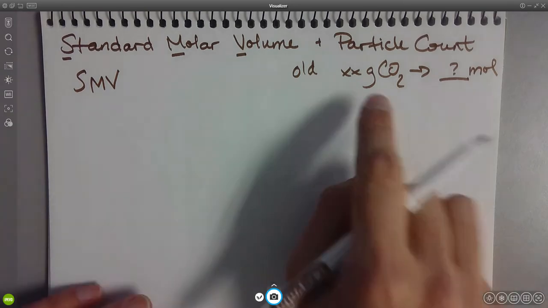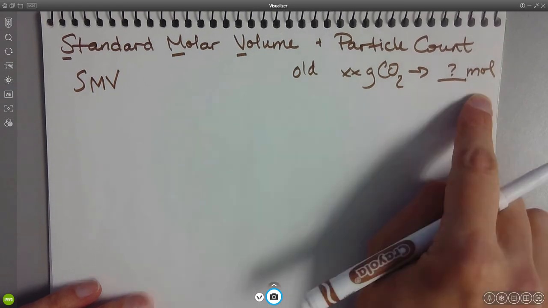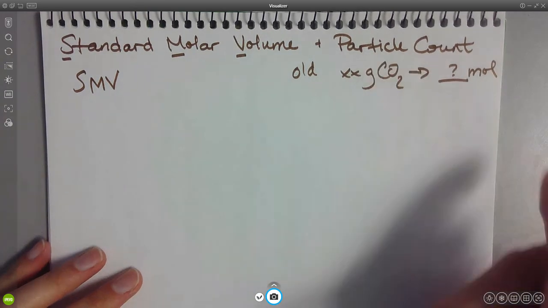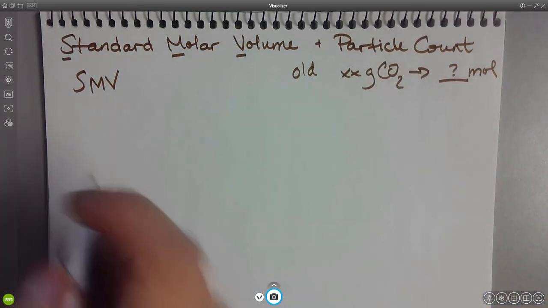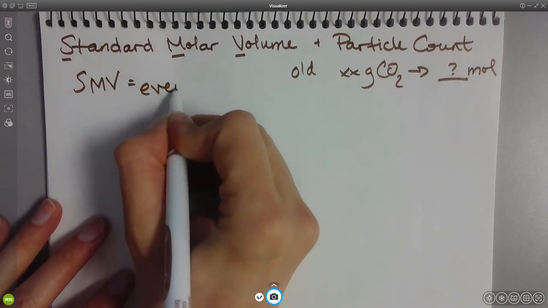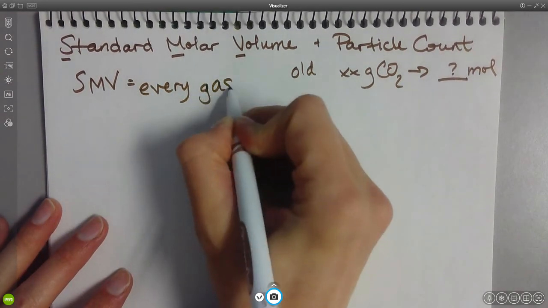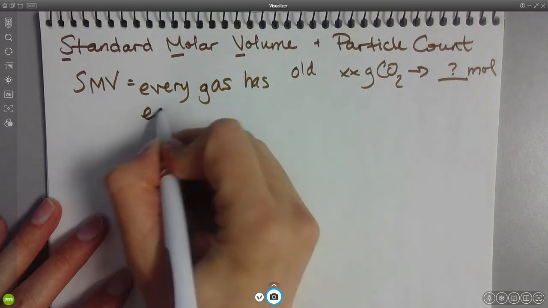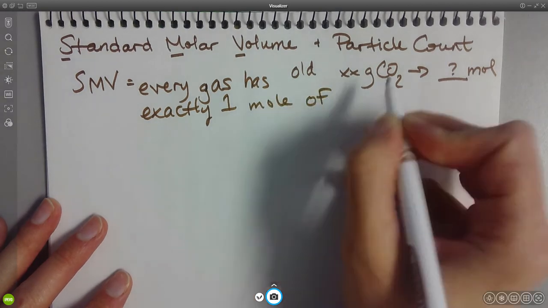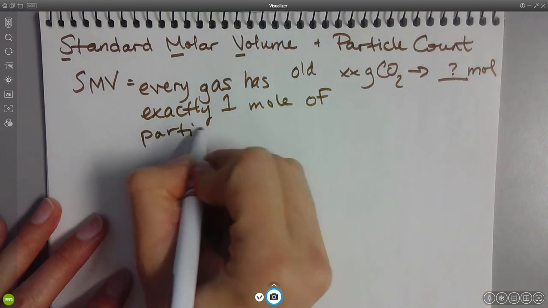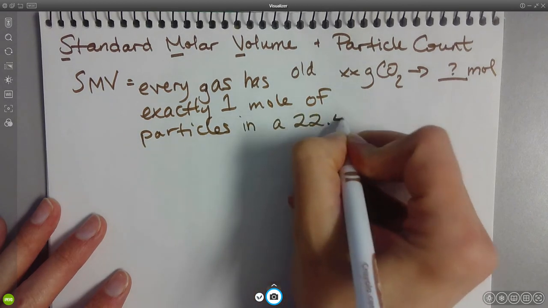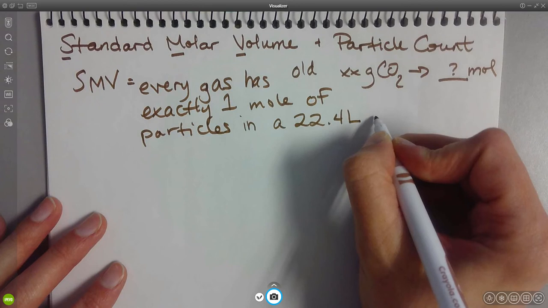This time we're going to do problems very similar to this. It'll be the same math as these problems, but we're going to use something called standard molar volume and another kind called particle count, but it's all the same math as we've been doing. So standard molar volume means this. Every gas has exactly 1 mole of particles in a 22.4 liter space.